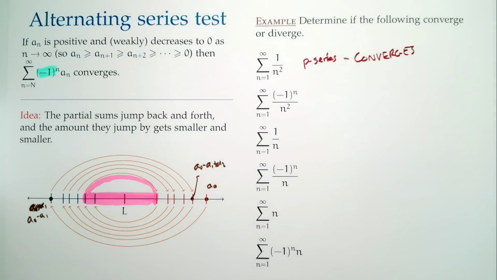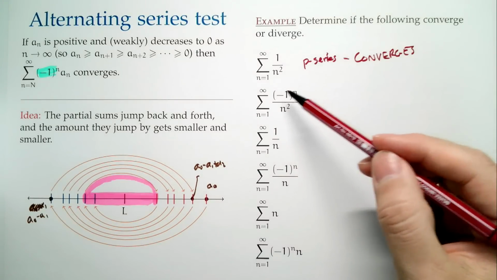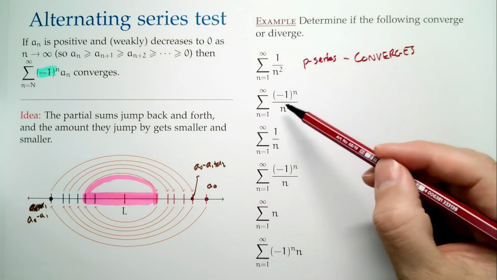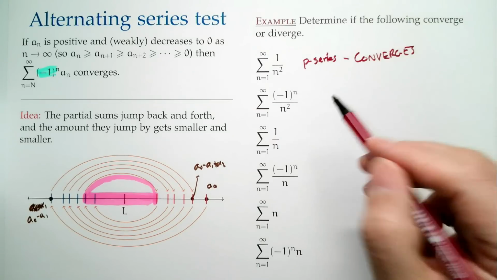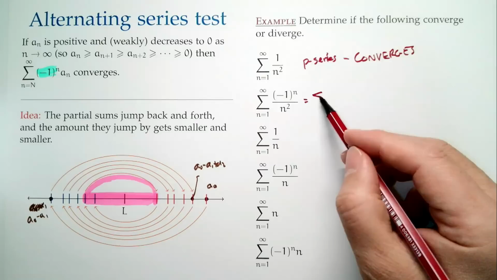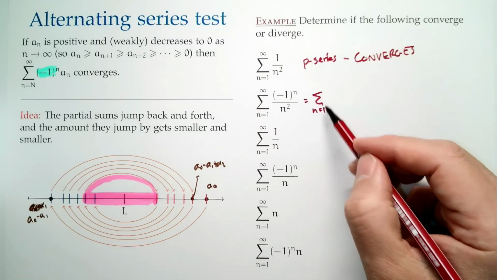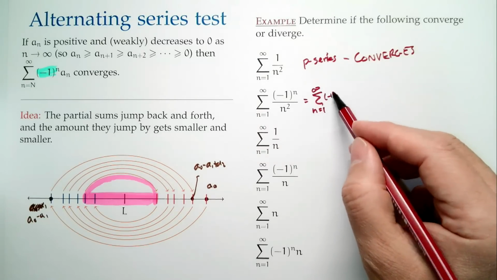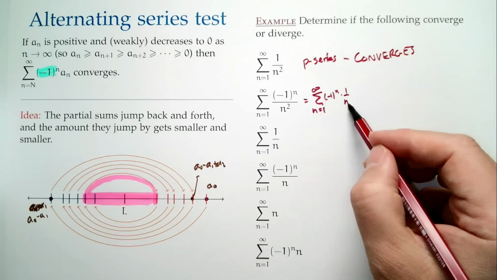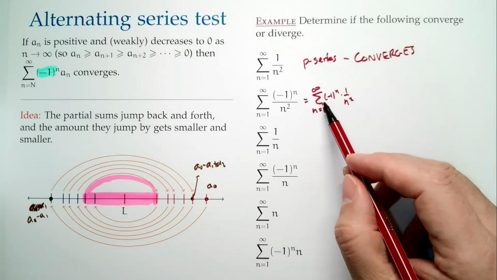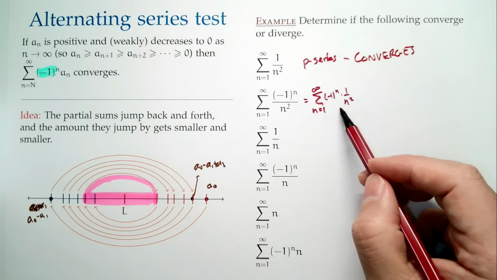All right, the next one. Negative 1 to the n over n squared. Does this converge or diverge? Well, we can think of this as negative 1 to the n times 1 over n squared. So if we were to rewrite this, that's the sum from 1 to infinity, negative 1 to the n times 1 over n squared. So just the alternating part and the other part.